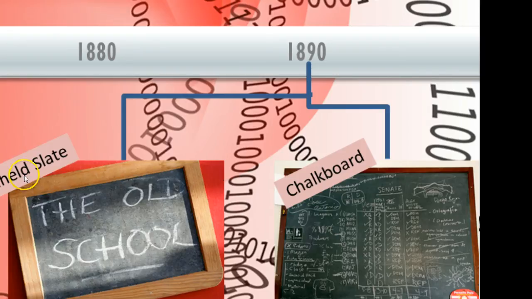And the slate really was pretty much the standard technology tool until the early 1900s, when mass production of notebooks and pencils made them obsolete, but the chalkboard still remained as the main teaching tool in the front of the classroom.